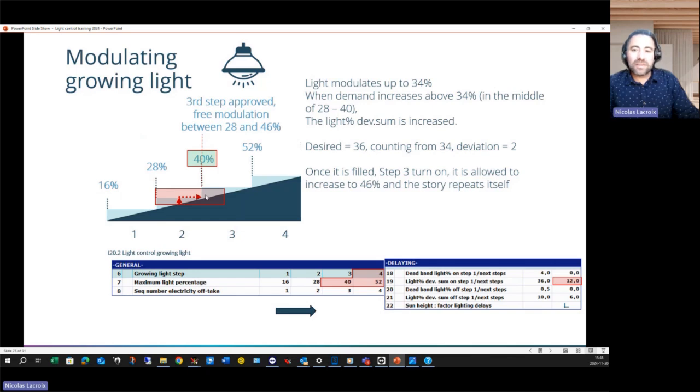I'm counting a deviation sum from 34. My deviation sum is now 2. So that will take 6 minutes before I turn on my third step. Once step 3 turns on, it's allowed to increase to 46%, so between 28 and 46, and the story repeats itself for all the remaining steps.